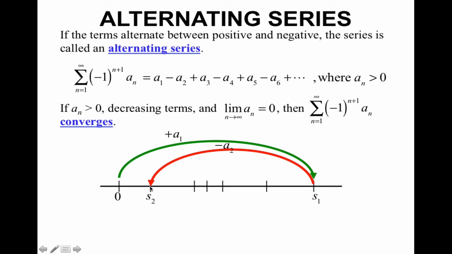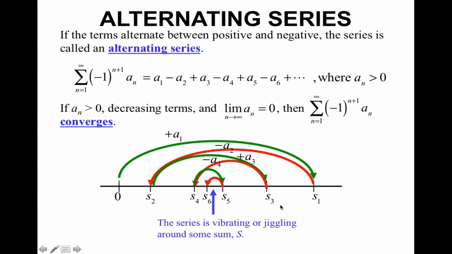And now I'm going to do this again, but this time I'm going to add a sub 3, and then I get my third sum. Then I'm going to subtract a sub 4 to get my next sum, and I keep doing this. So basically what's happening is that this series is vibrating or jiggling around some sum s. So that's how I know it will converge.